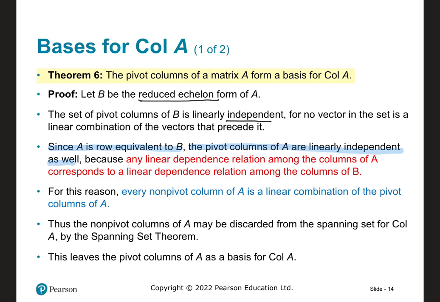Okay, then let me continue the second part of this proof. So here, A is row equivalent to B. The pivot columns of A are linearly independent as well. So what is the meaning of this?